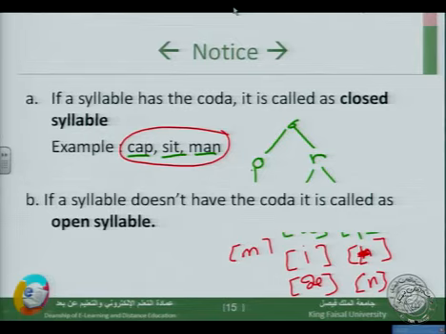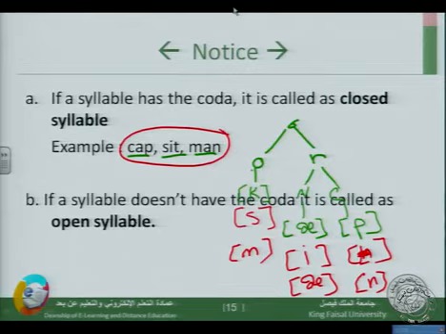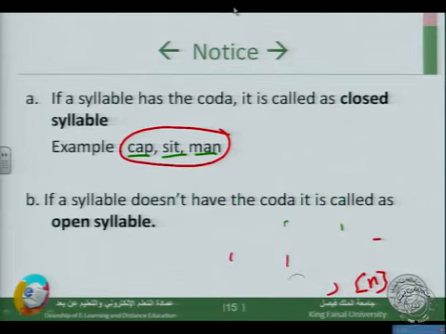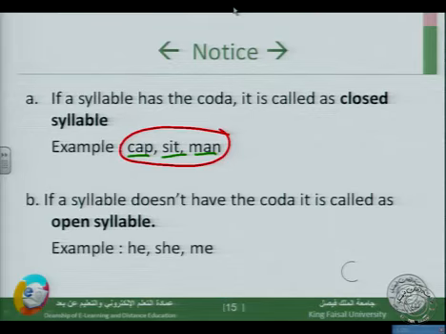However, if a syllable does not have a coda, it's called open syllable. It should be called open syllable. We have two rules for it. If a syllable has the coda, it's called a closed syllable. If it doesn't have a coda, it's called open syllable. Open syllable like these words: he, she, me.